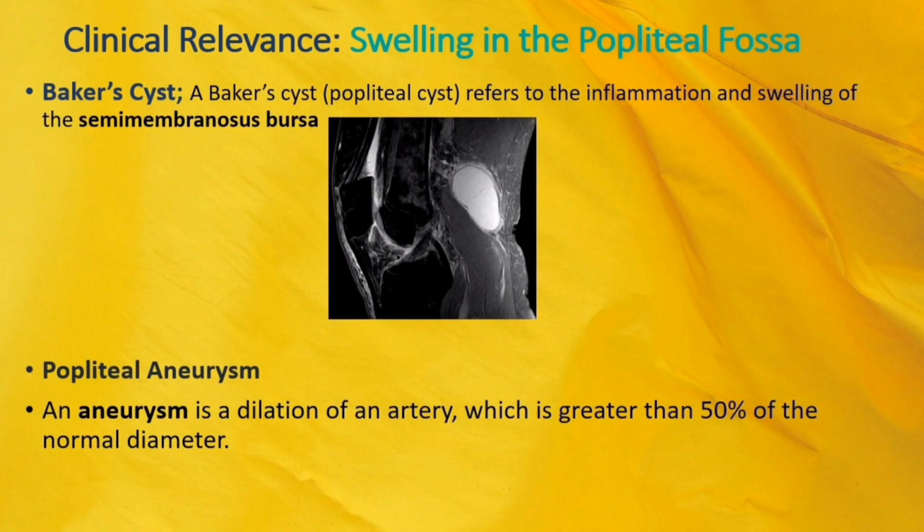Clinical relevance. Swelling in the popliteal fossa. The appearance of a mass in the popliteal fossa has many differential diagnoses. The 2 major causes are Baker's cyst and aneurysm of the popliteal artery.